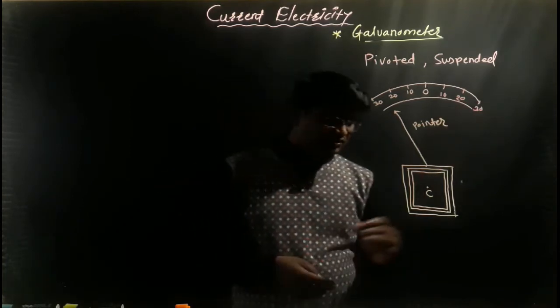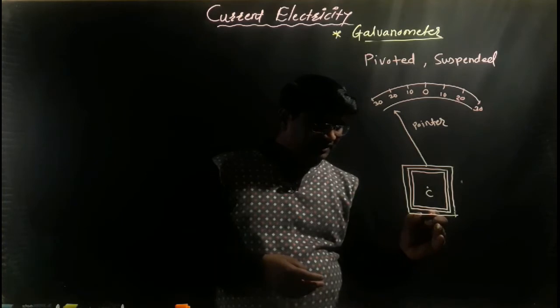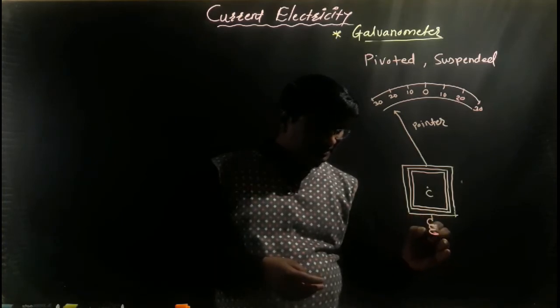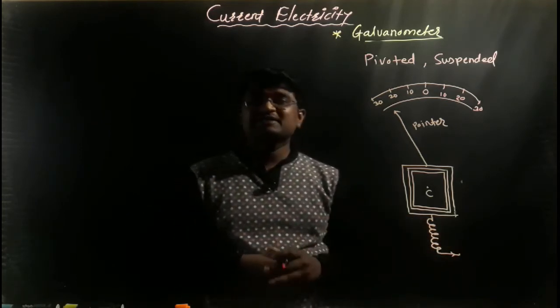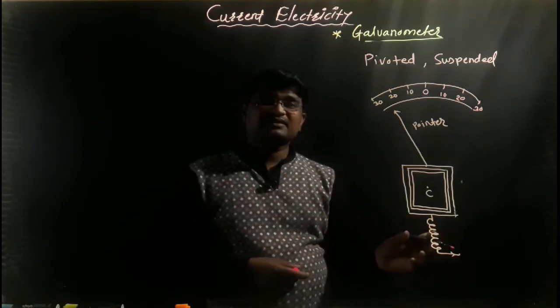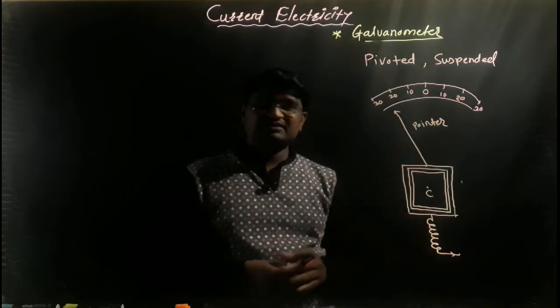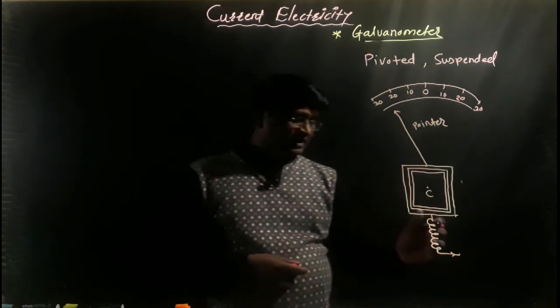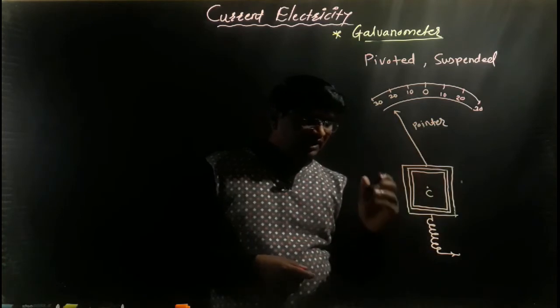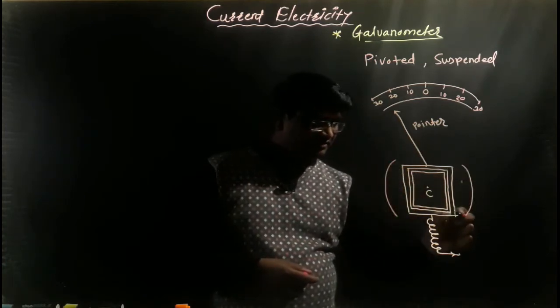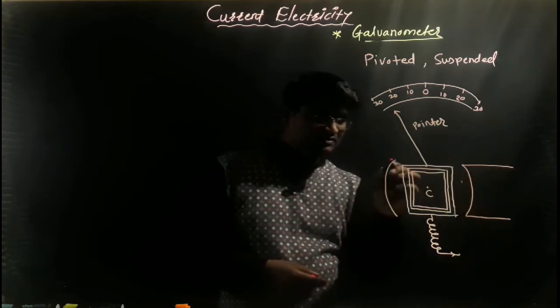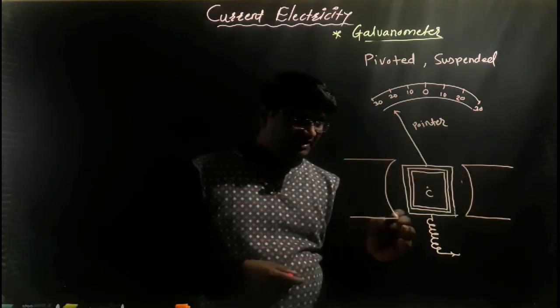The last end of the rectangular coil is connected to a helical spring, the phosphor bronze helical spring. This helical spring, that is, a spiral spring, is made of phosphor bronze wire, and this total arrangement is fixed between two horseshoe magnets. So imagine that there are two horseshoe magnets.